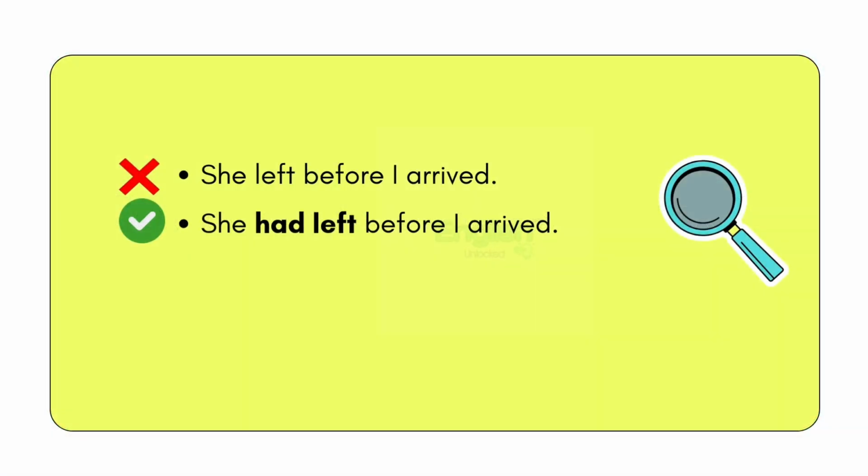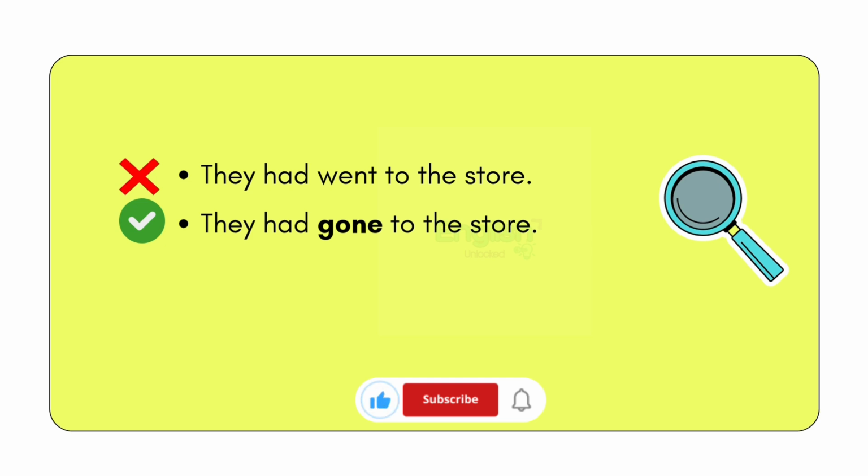Now let's fix some of the common mistakes. We don't say "She left before I arrived." Instead, say "She had left before I arrived." Here we are talking about two completed actions, and her leaving happened before the arrival. That's why the first action is said in the past perfect.